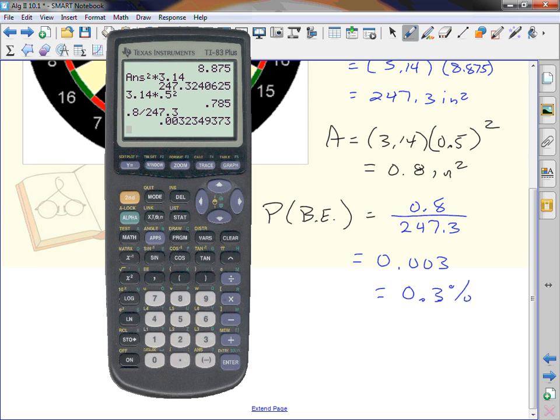Can you throw the dart in the bullseye? Yes, but theoretically, everything has the same chance. Theoretically, there's a 0.3% chance of throwing a bullseye. Theoretically and actually are two different things.